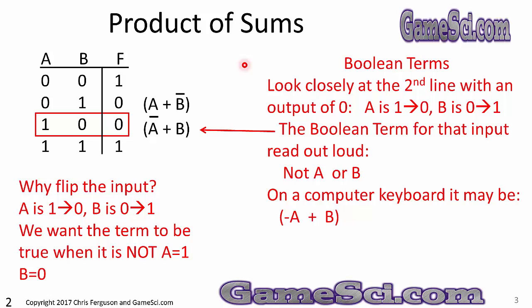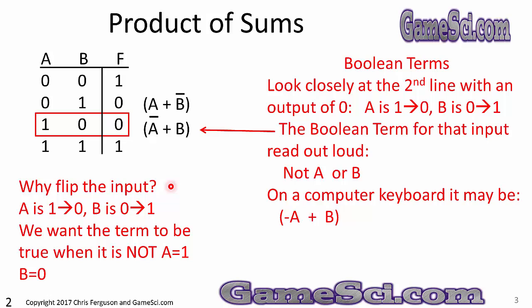Boolean terms. Look closely at the second line with an output of 0. A is 1. We're going to flip that to 0. B is 0. We're going to change that to a 1. The Boolean term for that input read out loud is not A or B. On a computer keyboard, it may be printed like this.